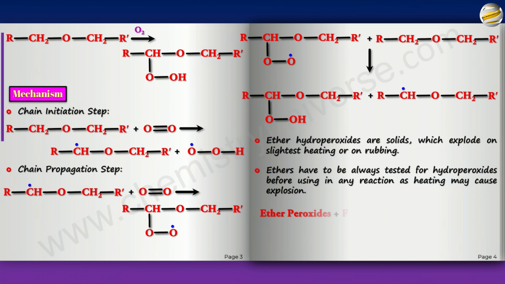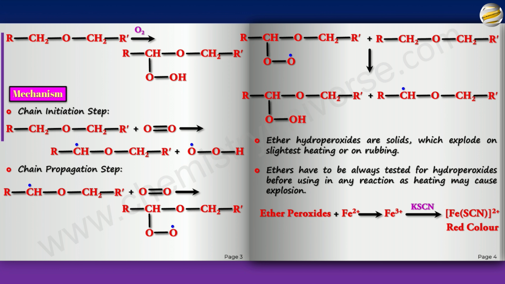So the ether peroxide is reacted with an Fe2+ salt. The ether peroxide gets reduced and the Fe2+ gets oxidized to Fe3+. And Fe3+ can be easily tested by the use of KSCN. Remember, only ether peroxides will react with Fe2+, not ethers. So once Fe3+ is formed, it reacts with KSCN and forms a red color. This is a red color complex that confirms the presence of ether peroxide.